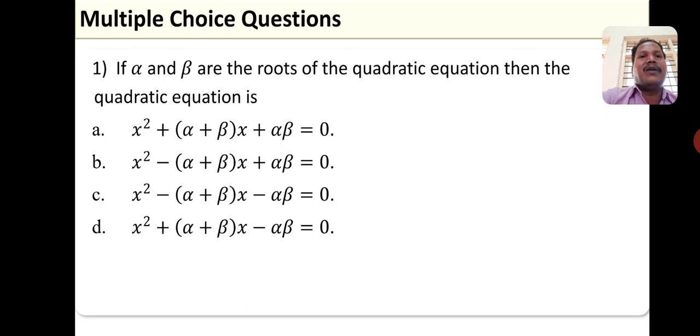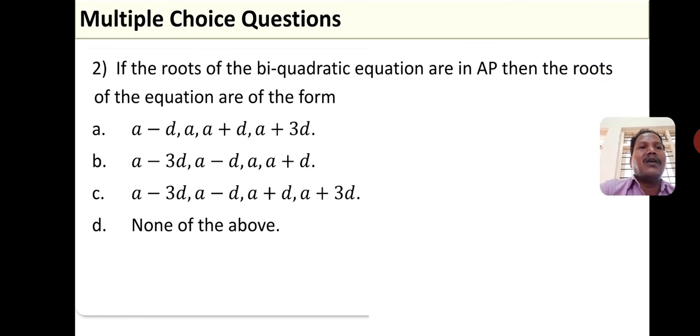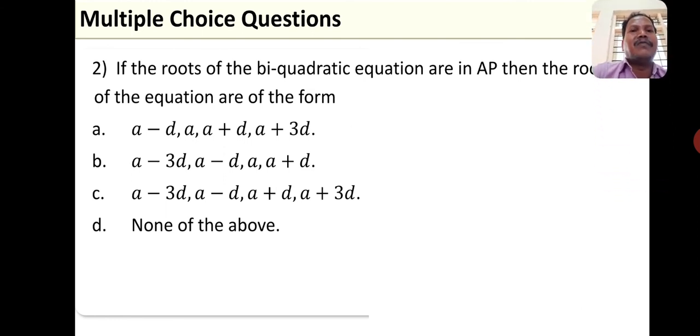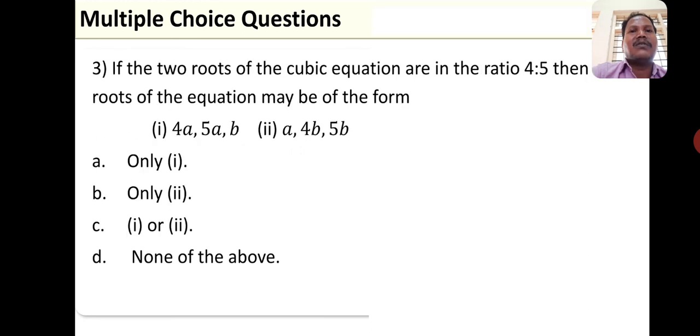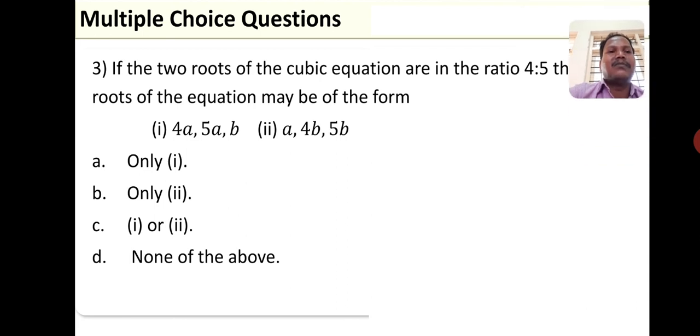First one, if alpha, beta are the roots of the quadratic equation, then the quadratic equation is... the answer is B. Second one, if the roots of the biquadratic equation are in AP, then the roots of the equation are of the form... the option is C. Next, if the roots of the cubic equation are in the ratio 4:5, then the roots of the equation may be of the form... the option is C.